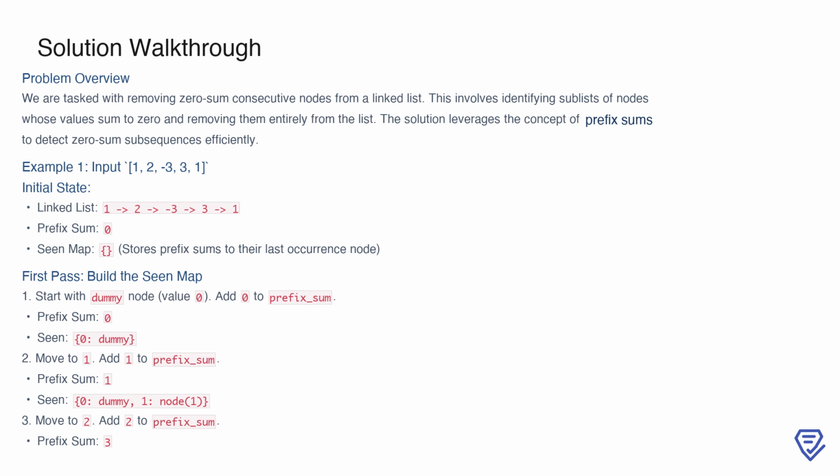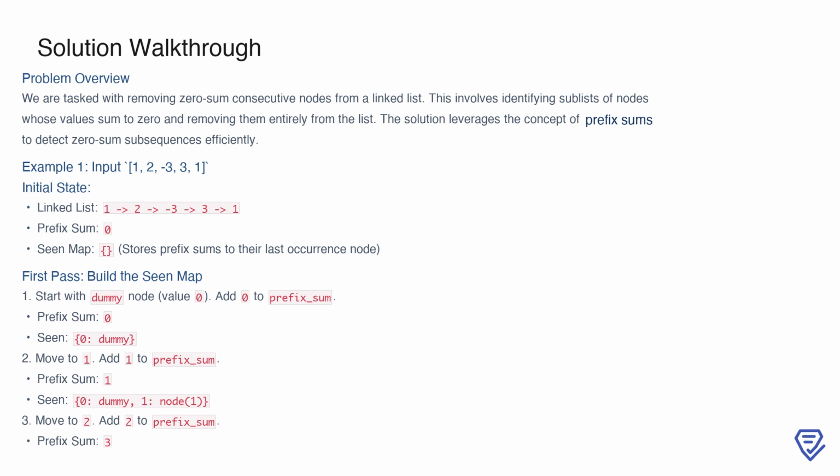In this problem, we are tasked with removing zero-sum consecutive nodes from a linked list. The goal is to identify and remove all subsequences of nodes whose values sum to 0. To achieve this efficiently, we use the concept of prefix sums. A prefix sum is the cumulative sum of node values as we traverse the list, and we use a map to keep track of where each prefix sum was last seen.